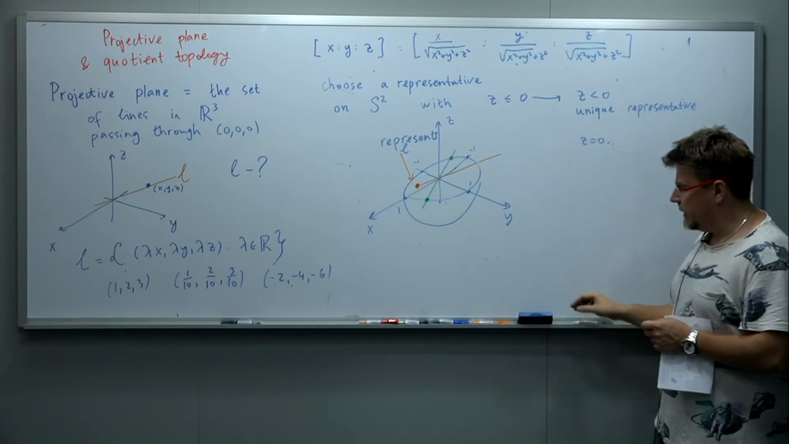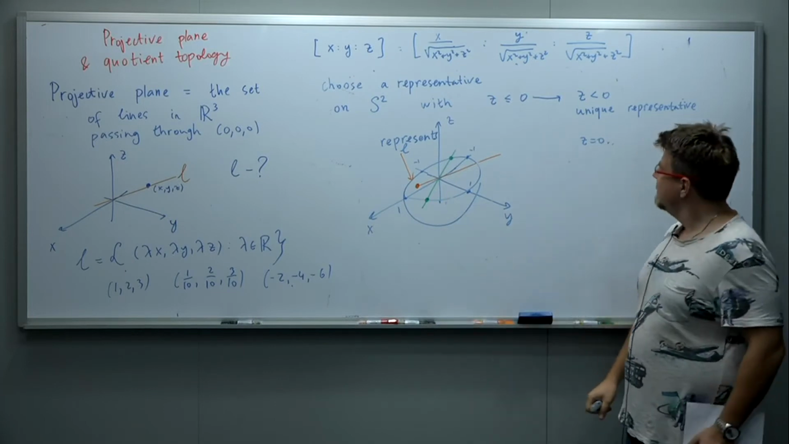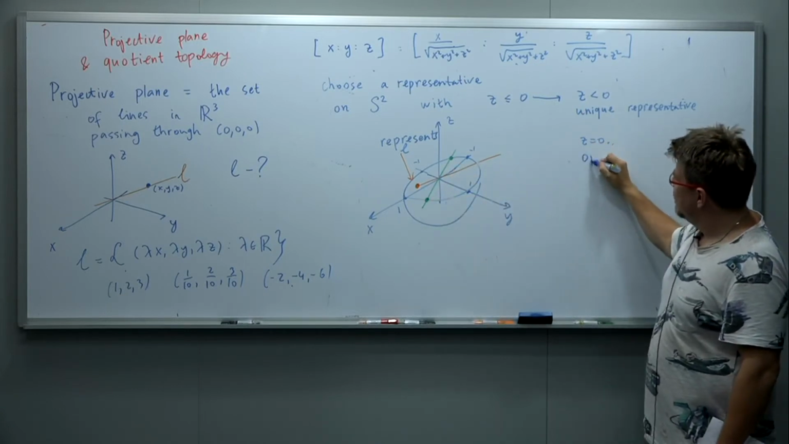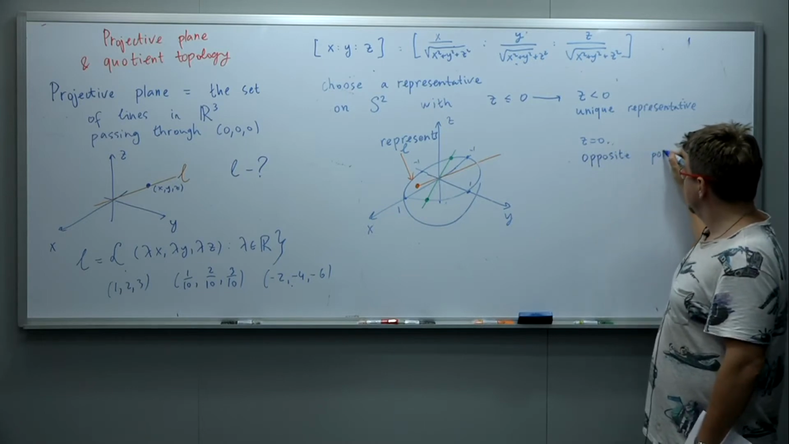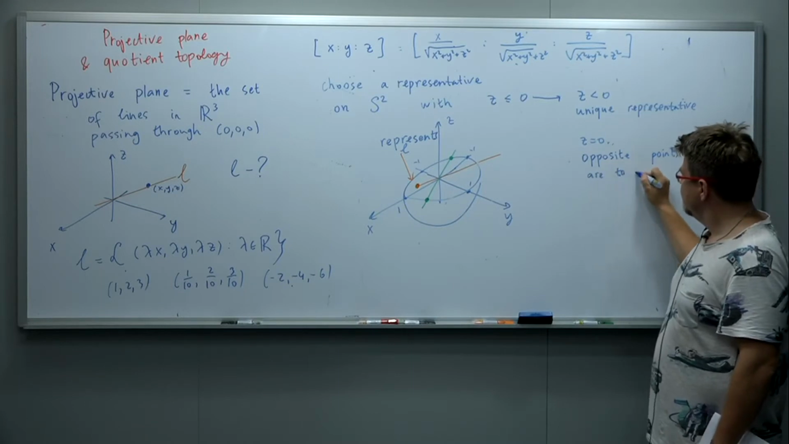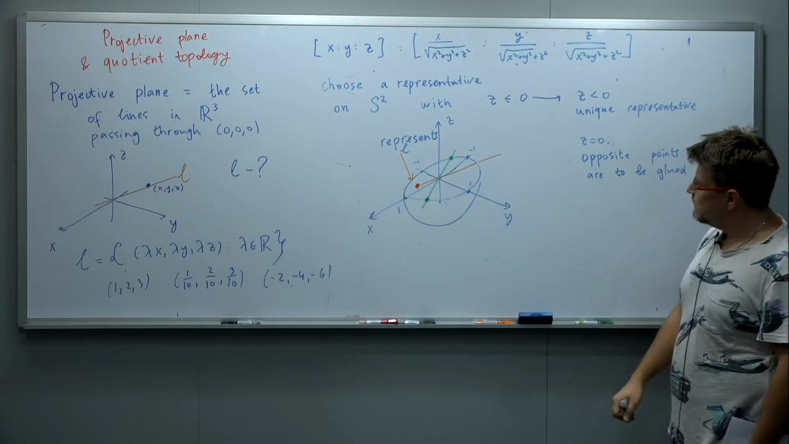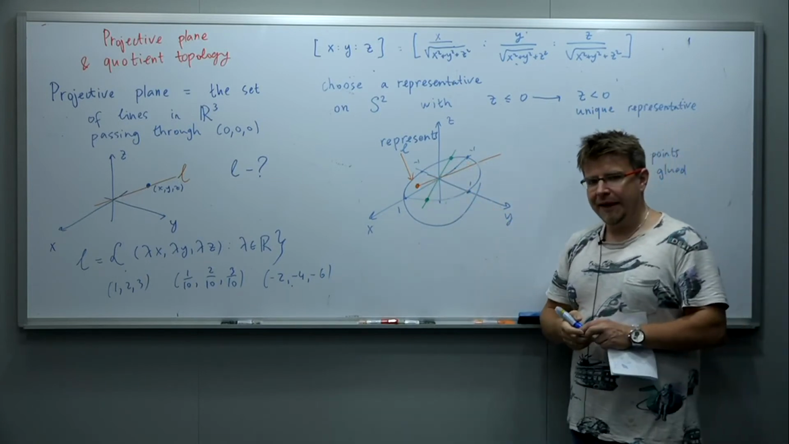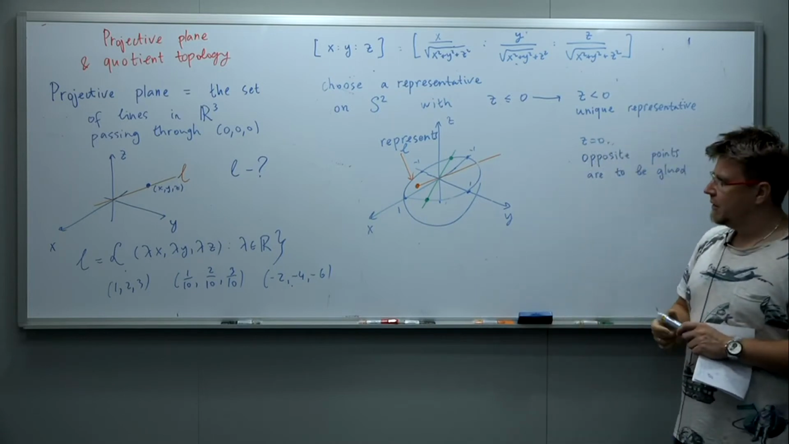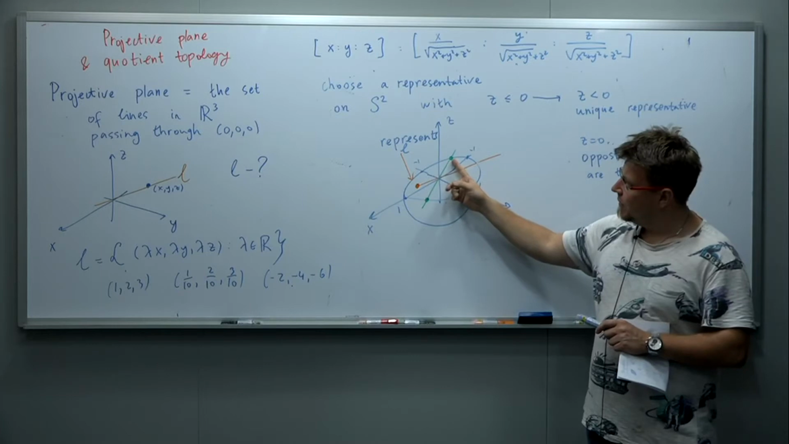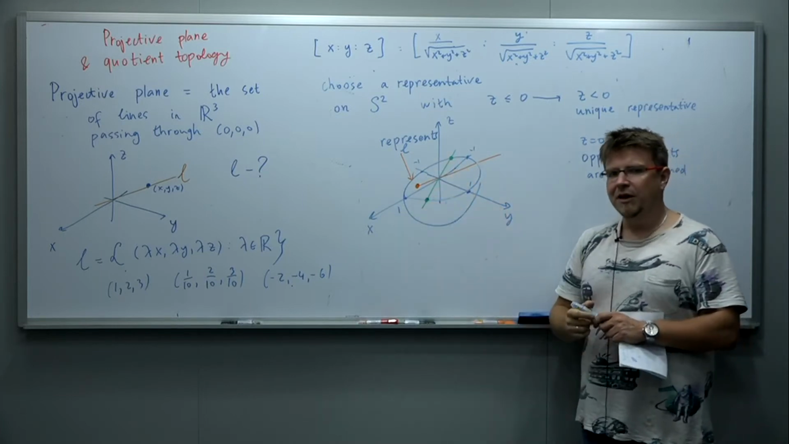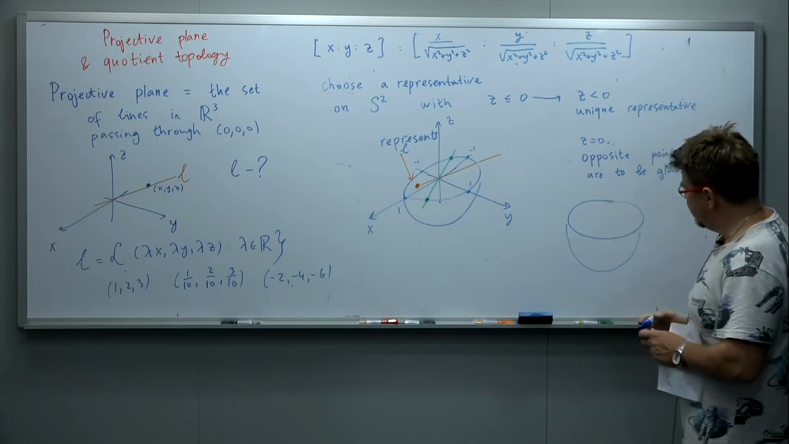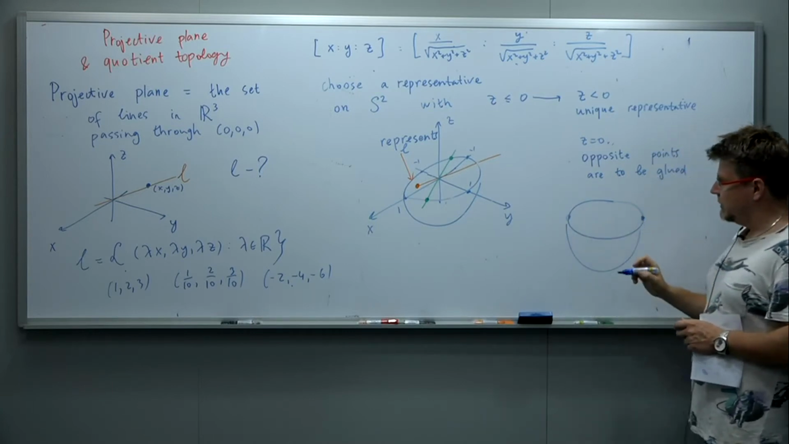But if they represent the same equivalence class, it means that they're supposed to be glued. Right? And they are always going to be opposite. So it means that if z is 0, then opposite points are to be glued. So what we have shown is that the projective plane can be represented by the lower hemisphere such that on the boundary of this lower hemisphere, on the circle, all possible pairs of opposite points are to be glued. So let me draw it. So it is a lower hemisphere, and on the boundary, opposite points are to be glued.